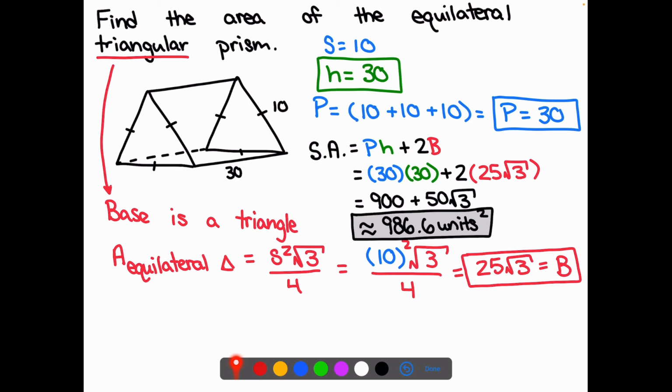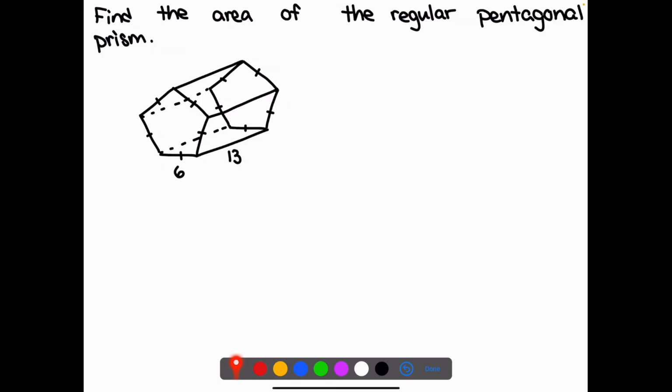All right, getting close to being done, we have a couple challenge problems to finish this off. Our first challenge problem is to find the area of the regular pentagonal prism. So as I can see, my two bases are pentagons, which changes this very slightly because the B value changes. Everything else, everything that we've been doing stays the same.